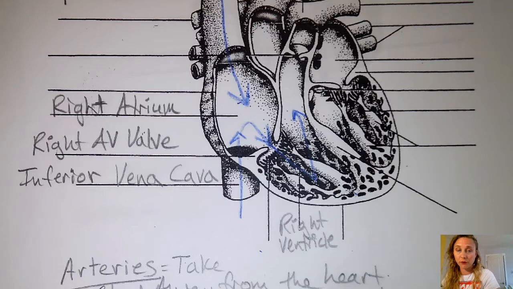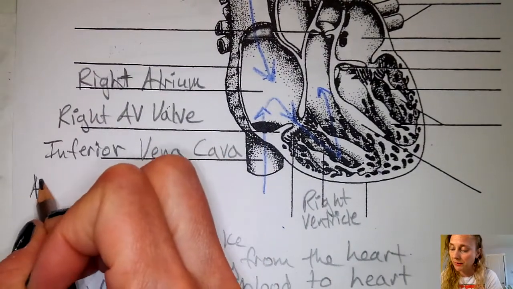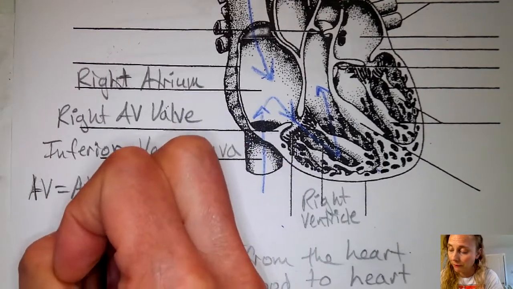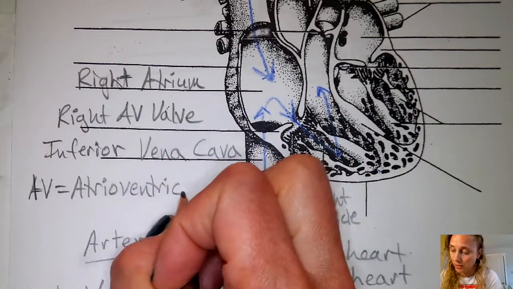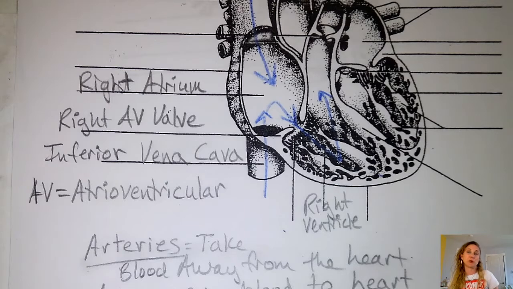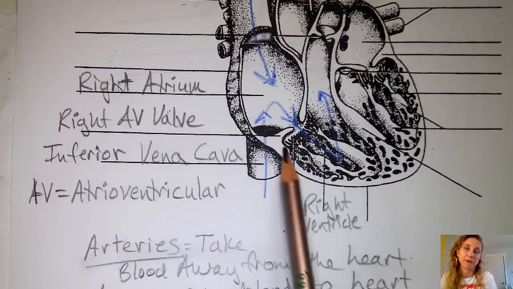AV just stands for atrioventricular. Okay, so maybe we can write that here. If you left space here, AV equals atrioventricular, because yeah, it's between those two structures. Valves can be named for the structures that it's in between, or they're at least named for the structures they protect. Like they'll protect blood flow from flowing back from the ventricle into the atrium.